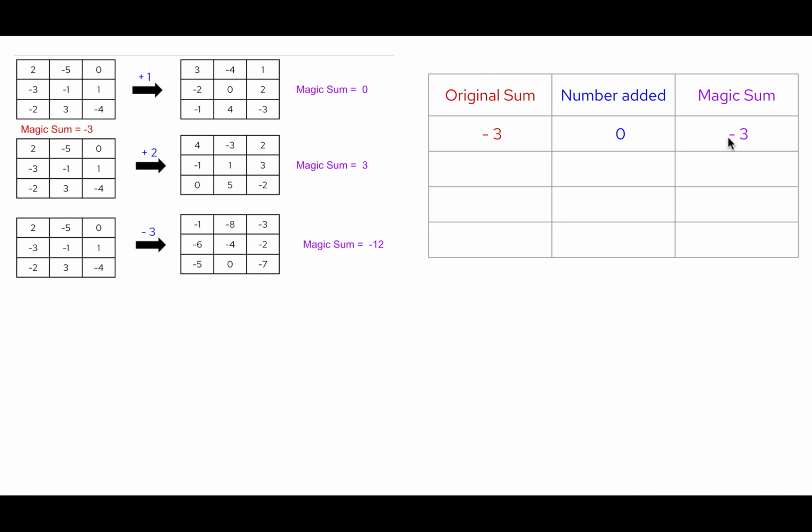If I don't add any numbers to it, the magic sum will stay the same as -3. For the first one we did, our magic sum was -3, but we added 1, and we found that our new magic sum was 0. For the next one, again, the original magic sum was -3. This time we added 2, and our new magic sum was 3. And lastly, again, the original magic sum was -3. This time we added a -3, and our new magic sum was -12.